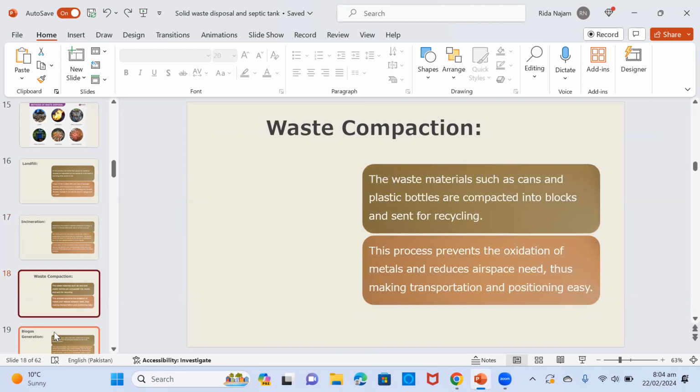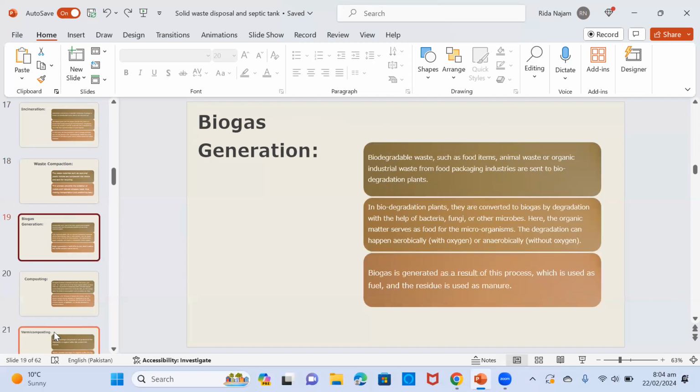monoxide. Waste compaction. Waste materials such as cans and plastic bottles are compacted into blocks and sent for recycling. The process prevents the oxidation of metals and reduces airspace needs, thus making transportation and positioning easy.